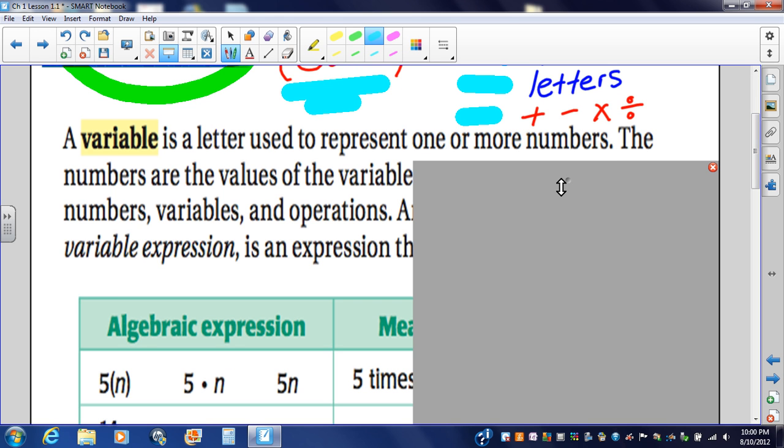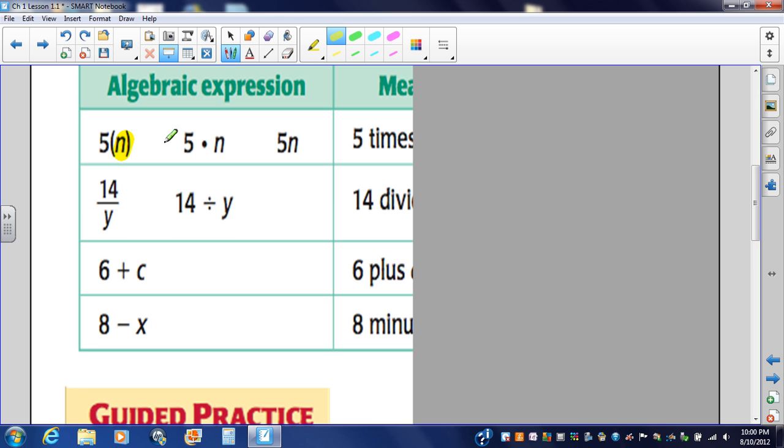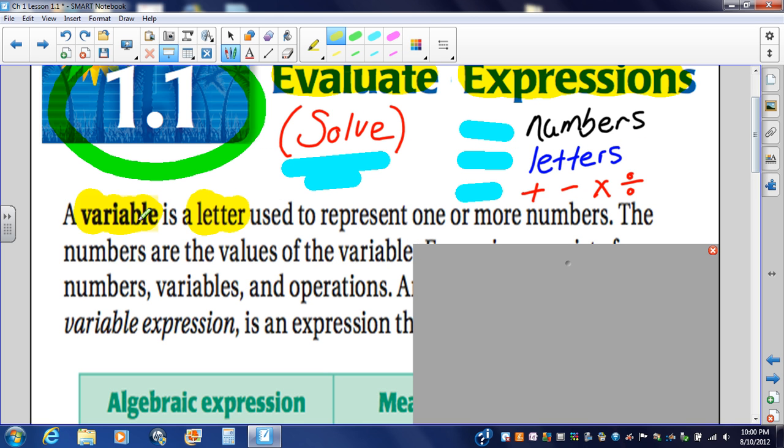Another vocabulary word that I would like you to write down, please. Please write down variable. Variable is simply a letter that we use in math. For example, right here we have the variable n, the letter n. This is the variable y, the variable c, and the variable x. Variable is any letter, A to Z.